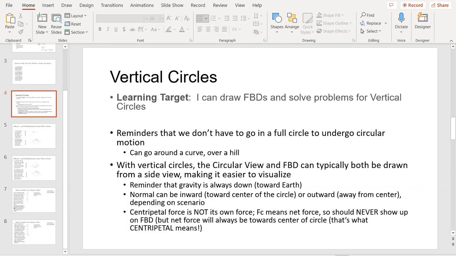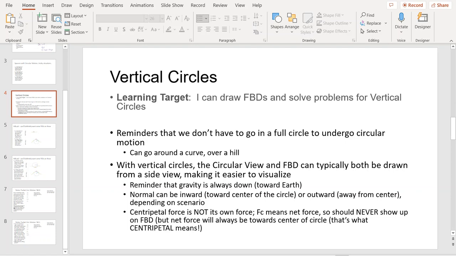So vertical circles learning target: I can draw FBDs and solve problems for vertical circles. Reminder that when we're talking about circular motion, we don't actually have to do a full circle. Even part of a circle is still going to be considered circular motion. So that can be going around a curve, that can be going over a hill, as we mentioned, all sorts of different scenarios.